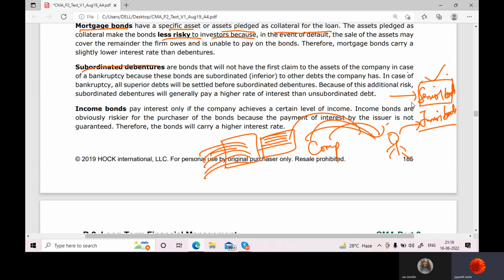Why? Because the company has committed here that they will repay, and the company has an obligation here. Okay, otherwise the company has to sell the assets and repay them. But in case of junior bonds, the security has not been given. It doesn't mean that the company won't pay. The company would pay definitely, but they would pay these after those. Why? Because the company is bound here and it's not bound here.